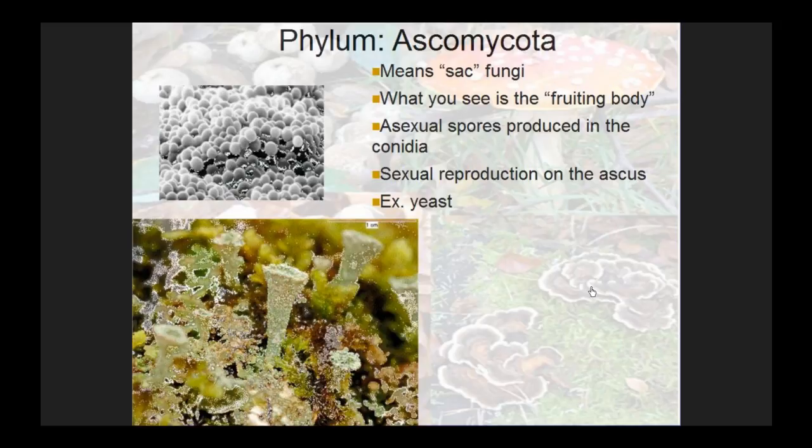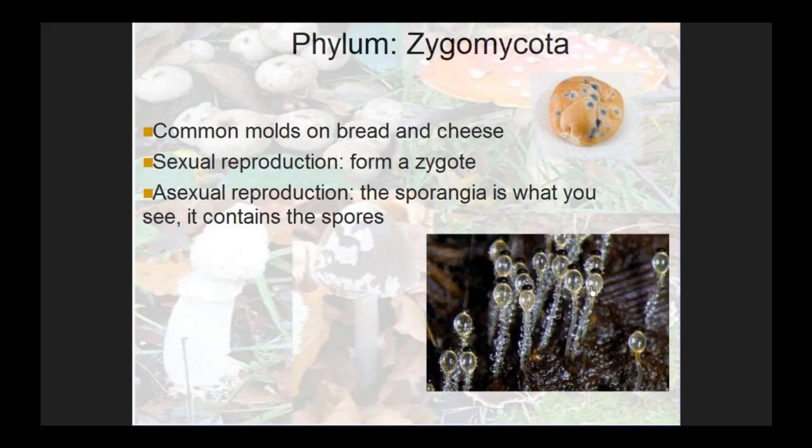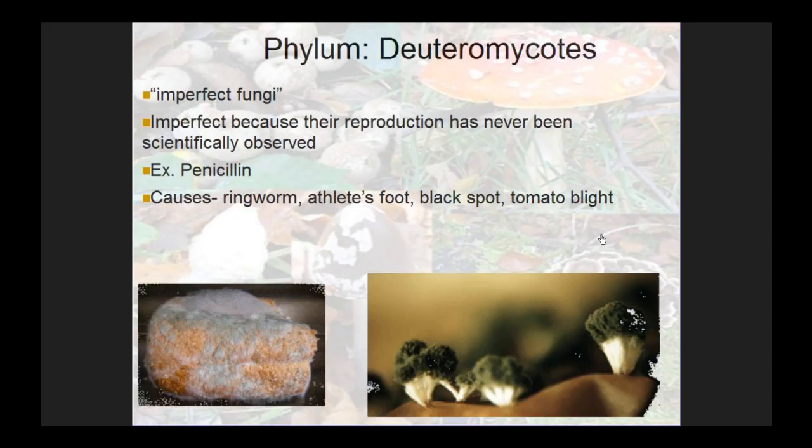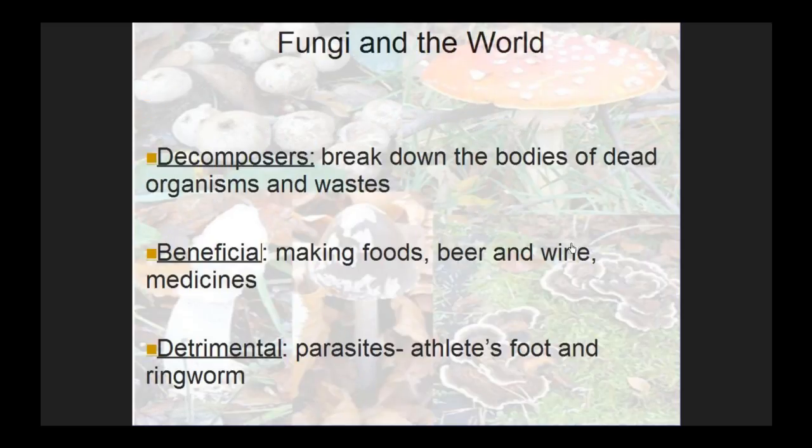Ascomycota, yeast, an example. So here's another group of sac fungi. Zygomycota. This is what you see with breads and cheese molds. Something pretty common in our lives. Mycomycota, we're looking at lichens. Deuteromycetes includes penicillin, or antibiotics, but also you get ringworm and athlete's foot from that group. So they act as decomposers. They are beneficial in food and medicine, but they can be somewhat detrimental. Parasites, and some are toxic, or many are toxic.